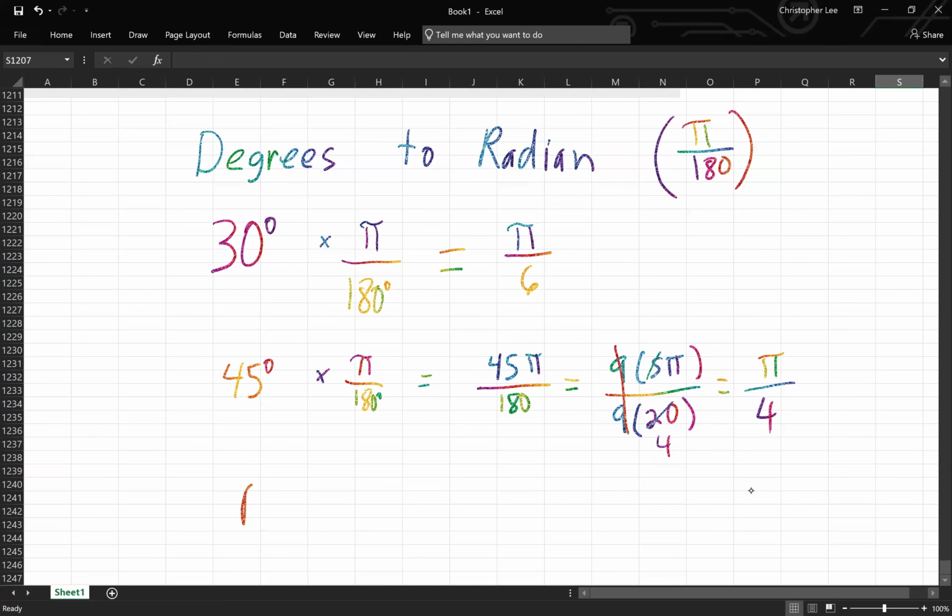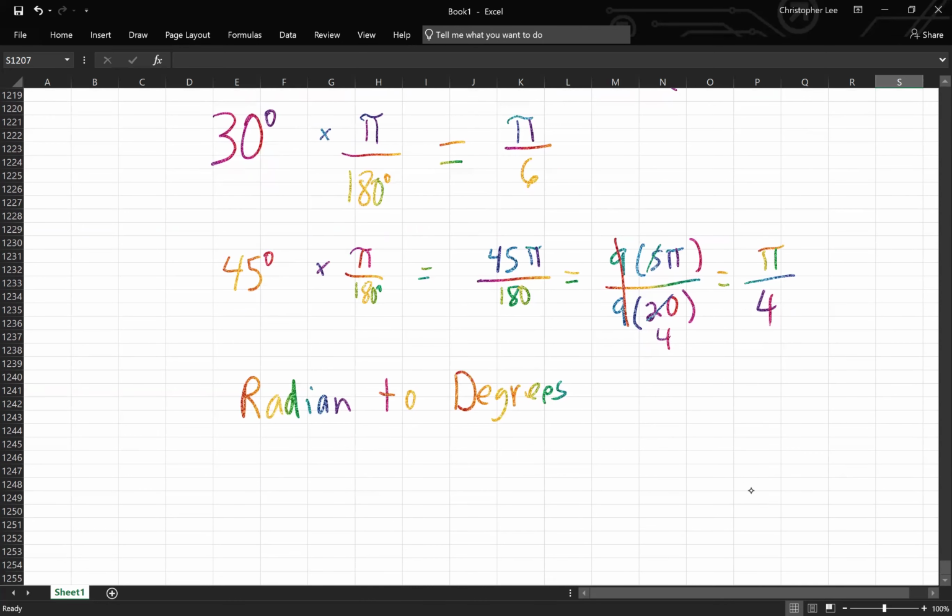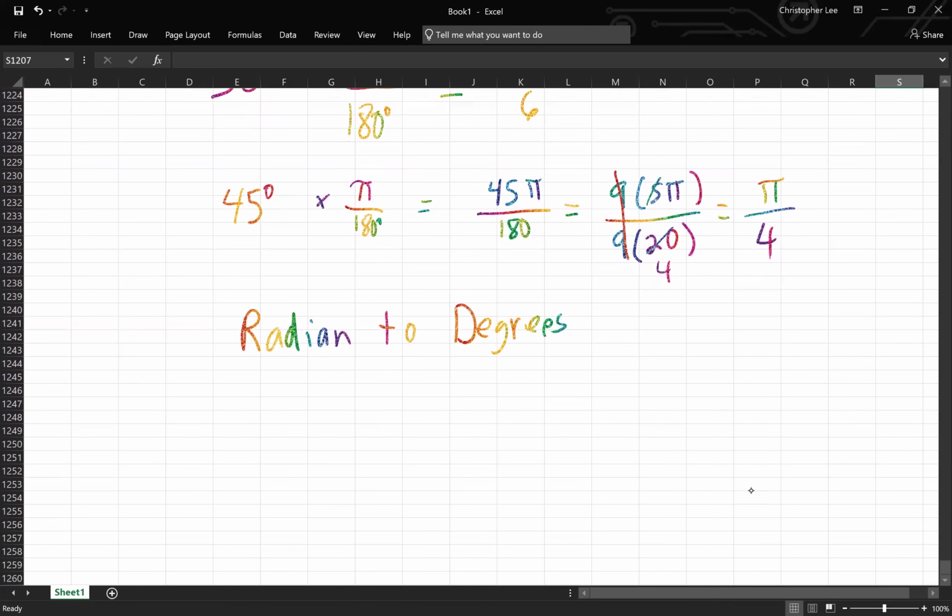Let's say it's the reverse. Let's say I want to go from radians to degrees. From radians to degrees, very simply, you're going to multiply by 180 over pi. That's the magic formula.